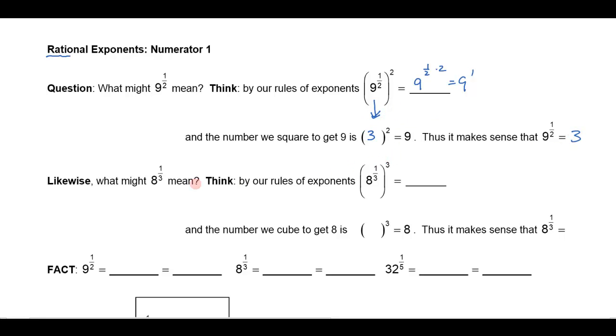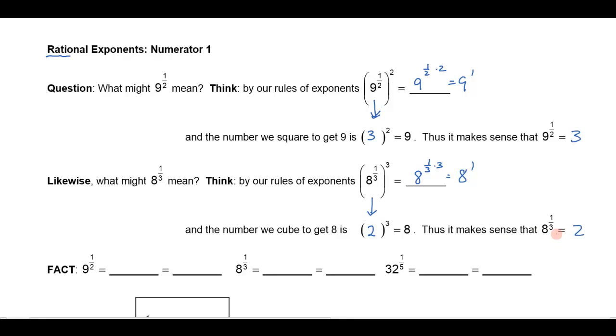In the same way, suppose I wanted to know what 8 to the 1/3 power was. If I think about 8 to the 1/3 and I cube that, then again by my rules of exponents I would multiply the exponents, and 3 times 1/3 would give me 8 to the 1st power. So think to yourself, what number do I cube to get 8? Well, that's 2, because 2 times 2 times 2 is equal to 8. So 8 to the 1/3 power would have to equal 2.